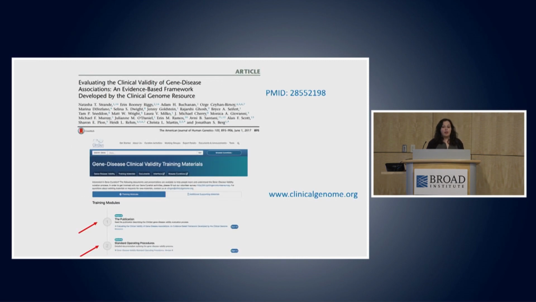This is the paper. Hopefully that had been emailed out to all of you, and if it hadn't, it's in the workshop folder. And this is from the American Journal of Human Genetics. I have the PubMed ID listed there. And this details the framework, and I'll be spending most of this time also telling you about the framework. You can also find it on the ClinGen website at clinicalgenome.org, and this is just a screenshot here. If you go to gene disease validity and training modules, there's the publication, and then the standard operating procedure, the SOP, which there's also a copy of the most recent one in the gene curation workshop folder. So that will be there available for you.